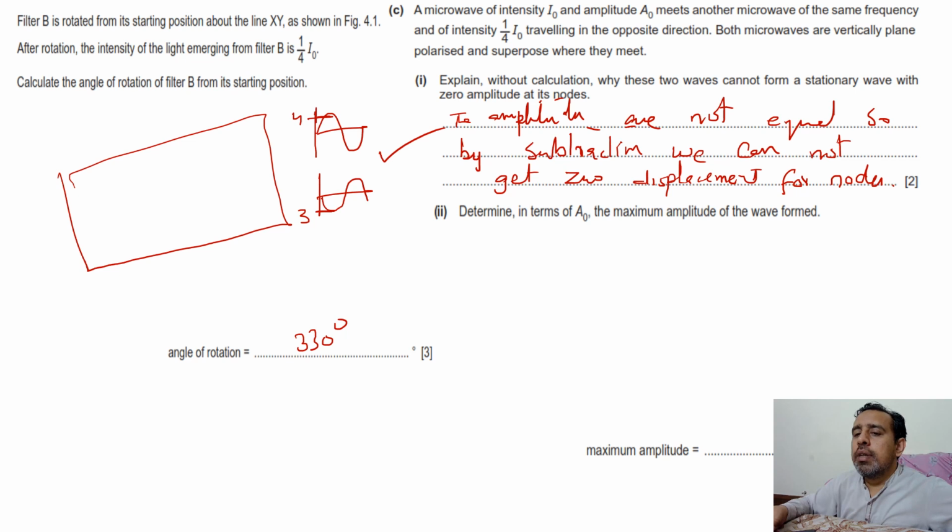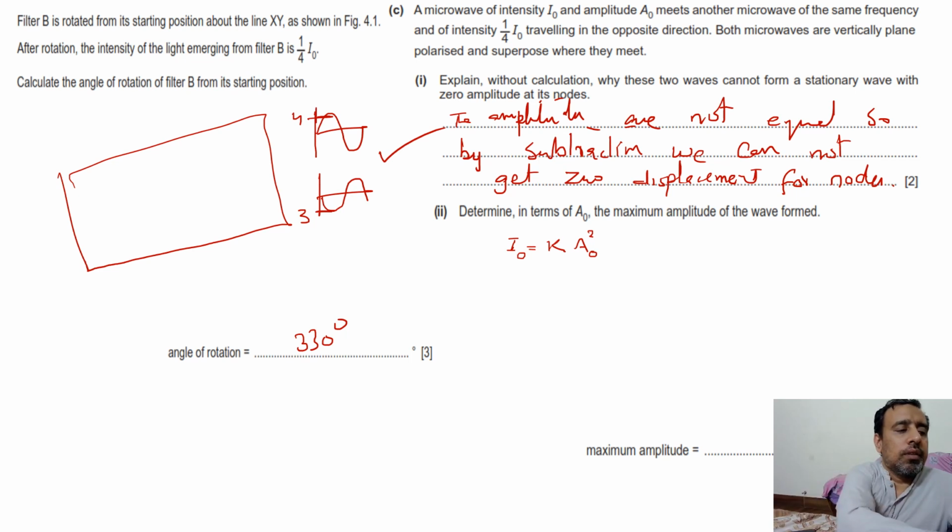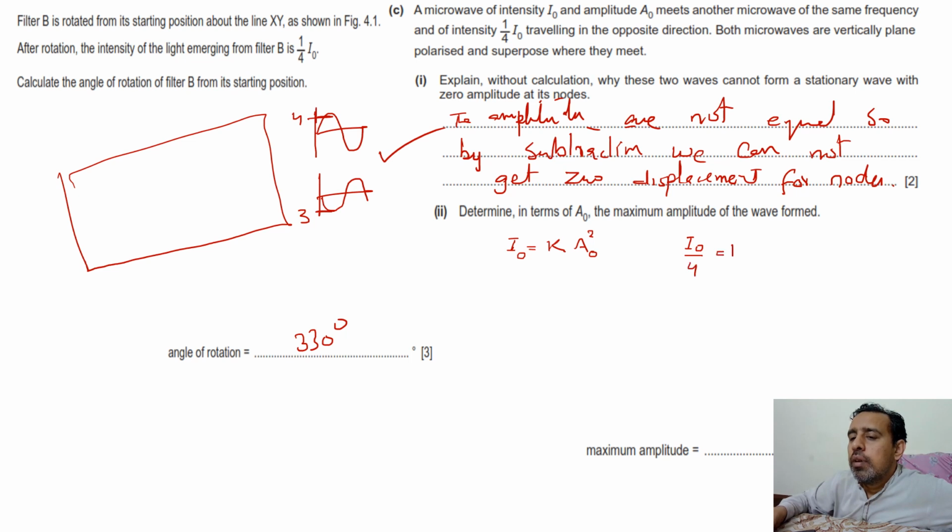Look at here, you have to determine in terms of A naught the maximum amplitude of the wave. For example, you know that I is equal to K A square, the basic formula. For maximum amplitude, the intensity is maximum. But if this intensity is reduced to, just to look at the question here again. Okay. If this intensity is reduced to 1/4, means now the new intensity is I naught by 4, and this is K, and the new amplitude is A square.